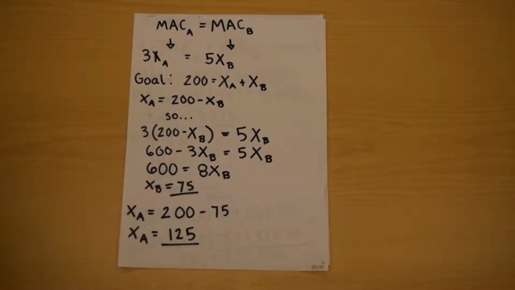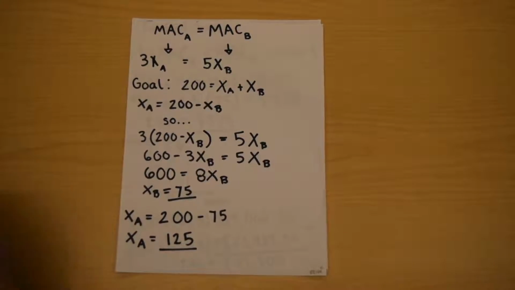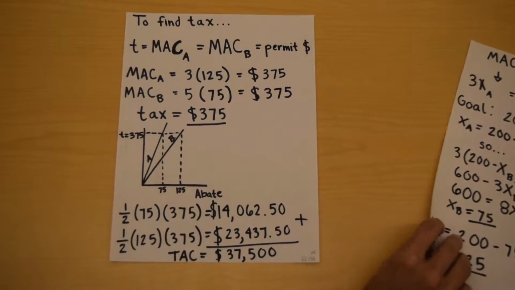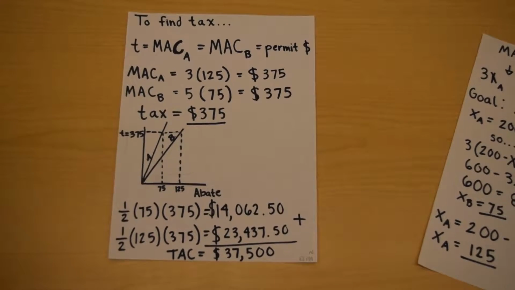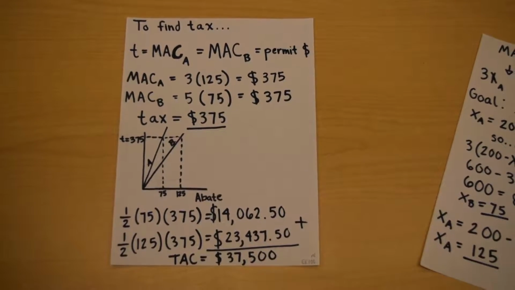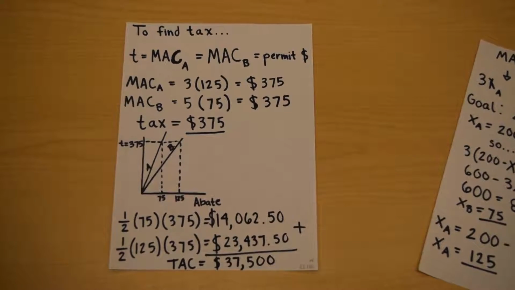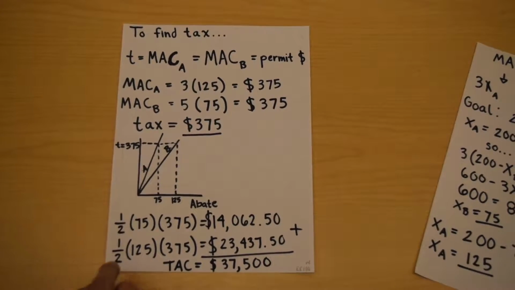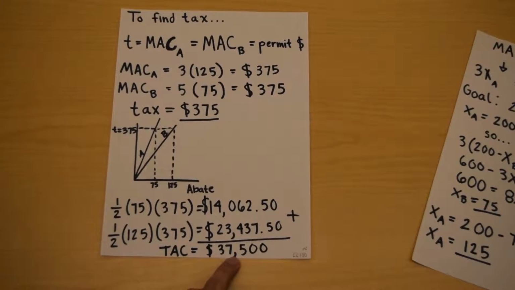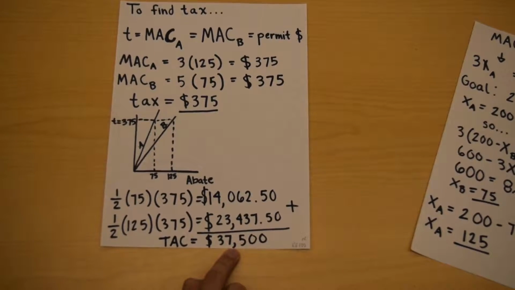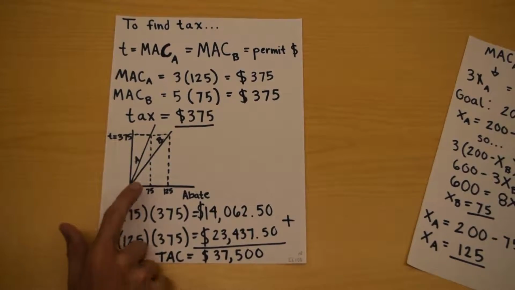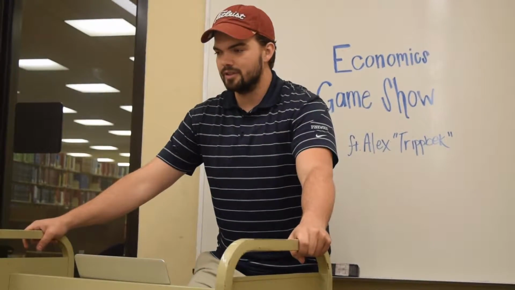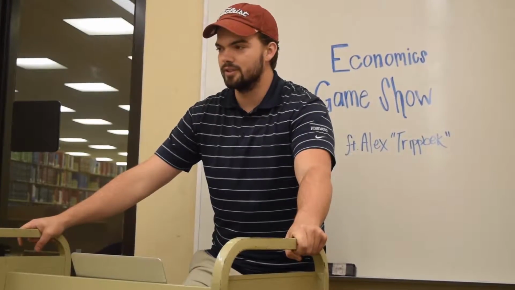I would push the market to this cost-effective outcome by using a tax of $375, which I calculated by plugging in the cost-effective abatements for each into their marginal abatement curves. At the cost-effective level, I've calculated a total abatement cost of $37,500 by finding the area under each marginal abatement curve at the cost-effective abatement levels. Yes, Chris, your tax policy is the cost-effective solution.